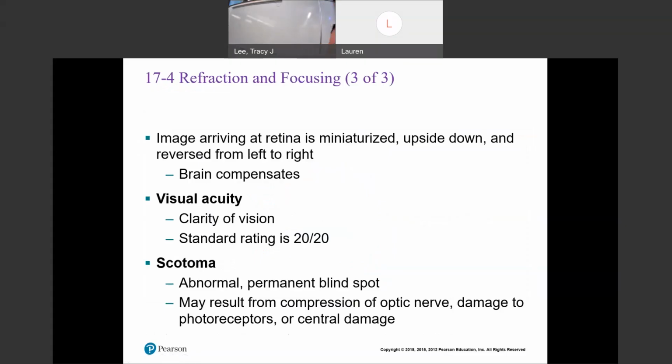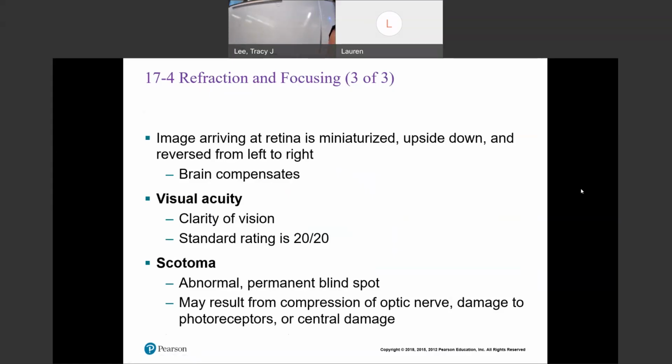20/20 is the vision that we're all looking for, which I'm sure you guys know. Scotoma, just know the term. It just means you have an abnormal permanent blind spot. What can cause blind spots? Lots of different things. Injury, it can be compression of the optic nerve, damage to your photoreceptors. It can be central damage to the iris, the cornea, the lens, any of those kinds of things.